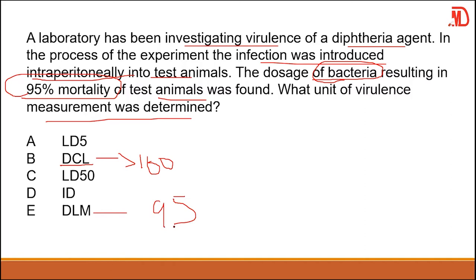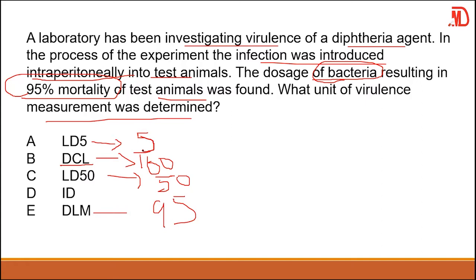LD50, meaning that it kills what? 50%. LD5, meaning it kills what's the rate? 5%. Now, this is worth knowing because maybe in Krok, a new question will come.